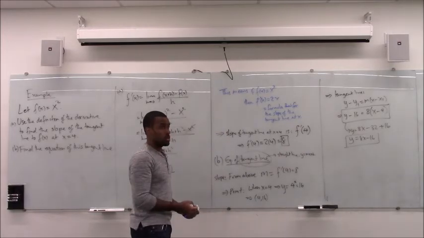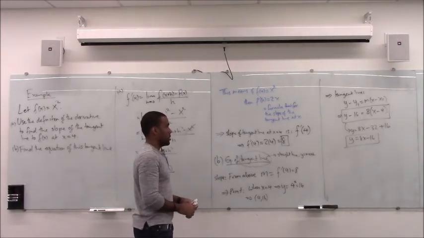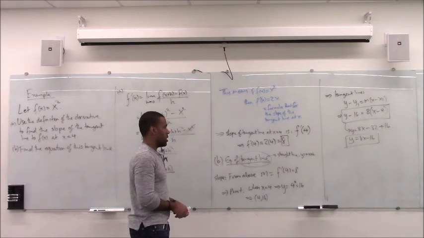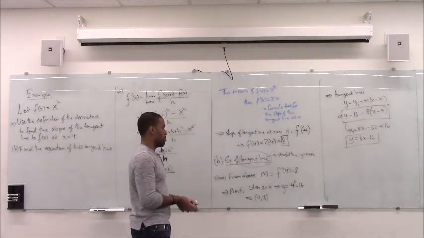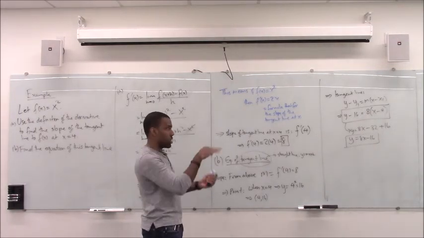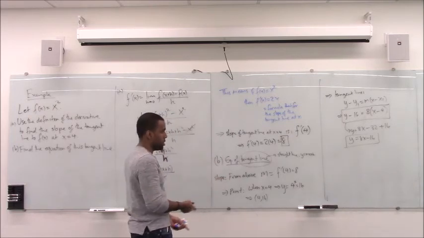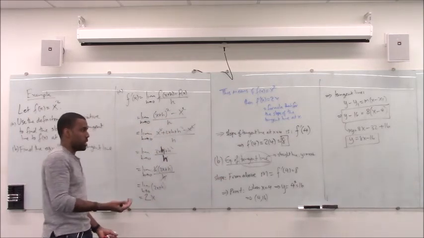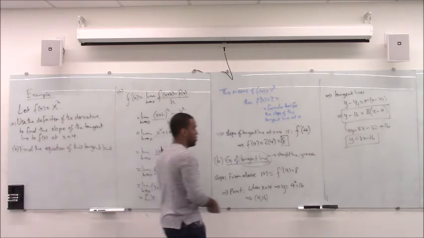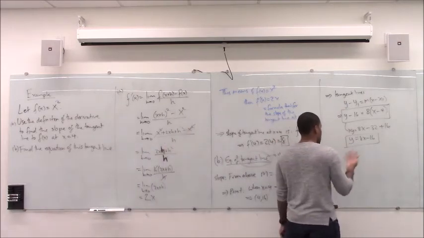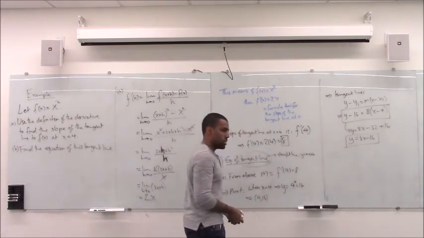Do you prefer which way we do it on the test? In general, I don't care, but just read the instructions. If the instructions say write it in a certain form, make sure you do it in that form. But in general, if I don't say, I don't care. So that would be the equation of the tangent line.